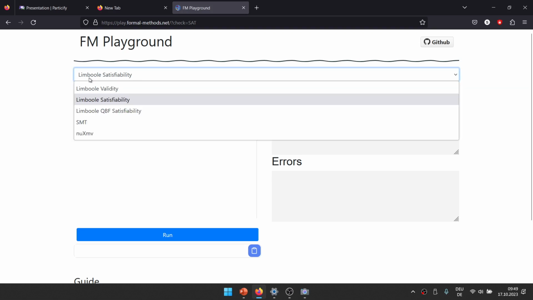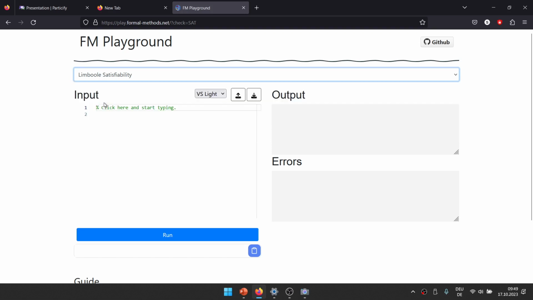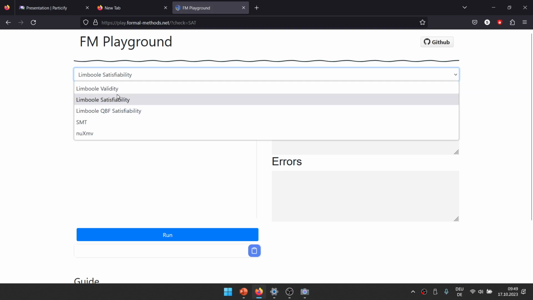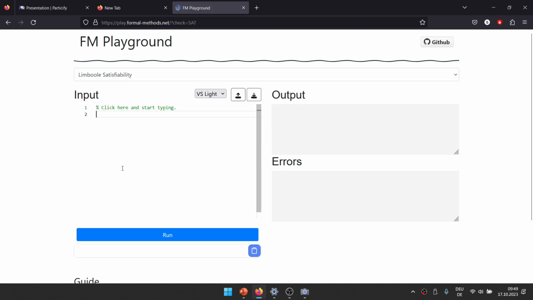There's a drop down here where we see different tools, whether you want to run satisfiability or validity, up to the selection. So right now, if we start just with satisfiability, let's do our formula that we just had here. We said A and B and not A. So that's the one we had on the paper.